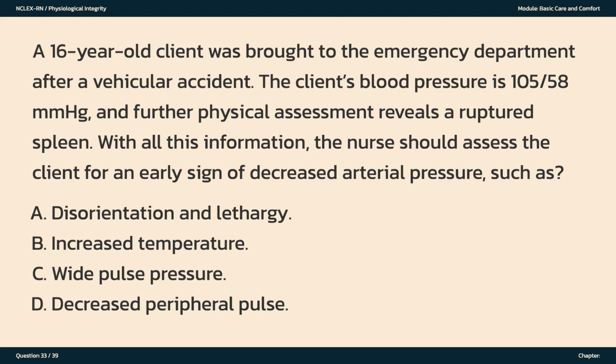A 16-year-old client was brought to the emergency department after a vehicular accident. The client's blood pressure is 105/58 millimeters of mercury, and further physical assessment reveals a ruptured spleen. With all this information, the nurse should assess the client for an early sign of decreased arterial pressure, such as: A. Disorientation and lethargy, B. Increased temperature, C. Wide pulse pressure, D. Decreased peripheral pulse.